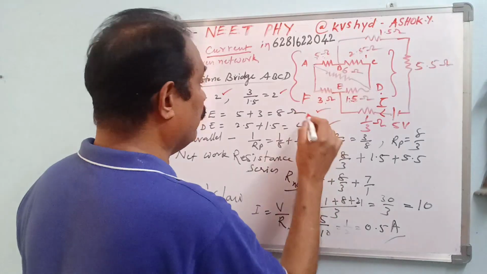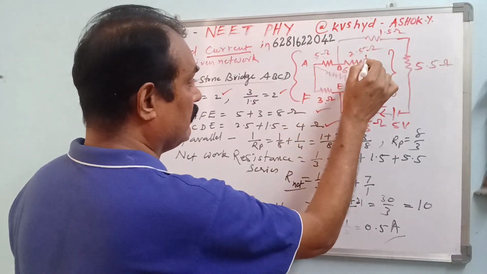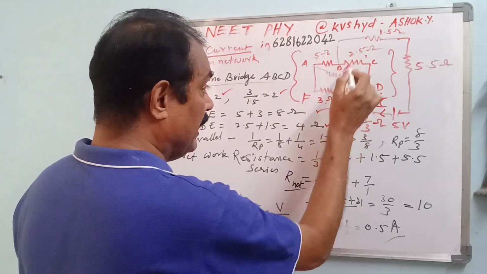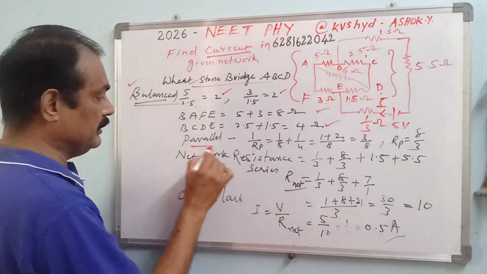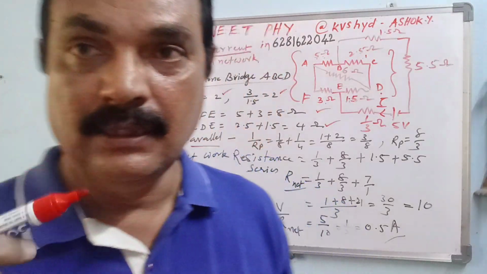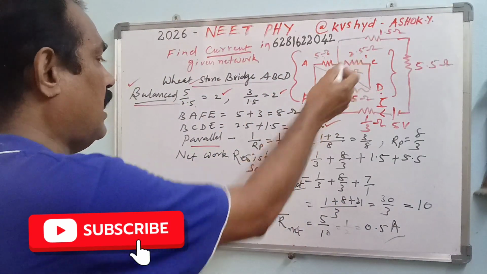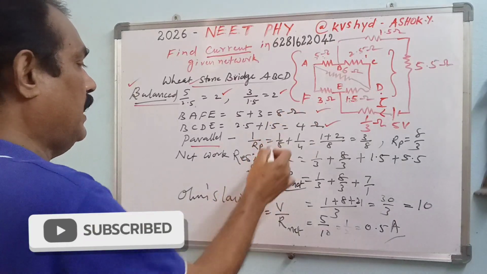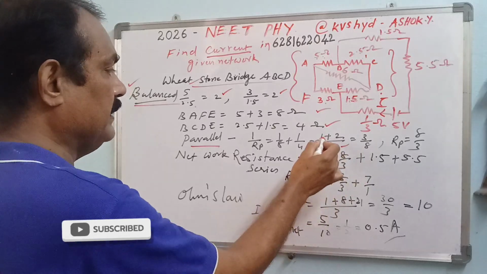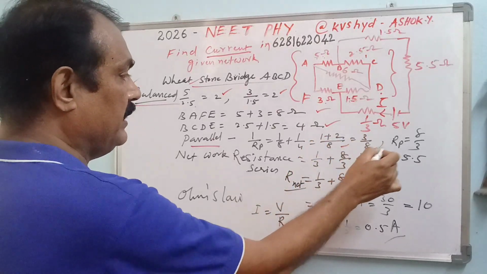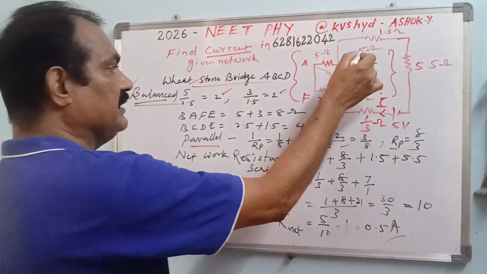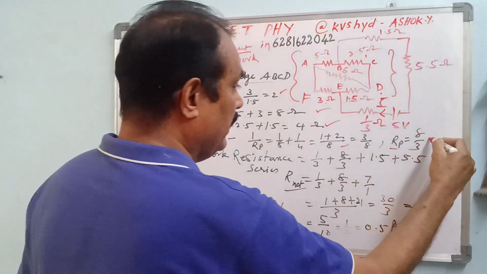This one is a series connection, this is a series connection, and again they are in parallel. When you connect in parallel, the rule is 1 by R equal to 1 by R1 plus 1 by R2. Here R1 is 8 ohm and R2 is 4 ohm. Taking LCM 8, you get 1 plus 2, that is 3 by 8. Reciprocal, R parallel equals 8 by 3. That means this entire portion's resistance becomes 8 by 3.